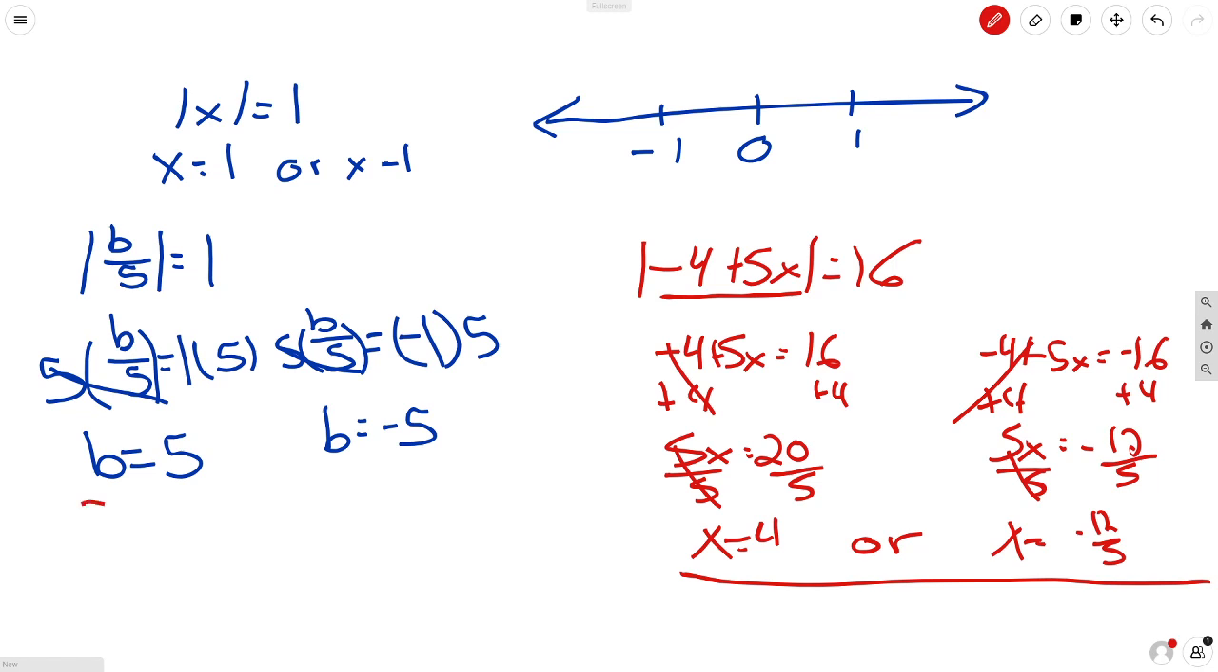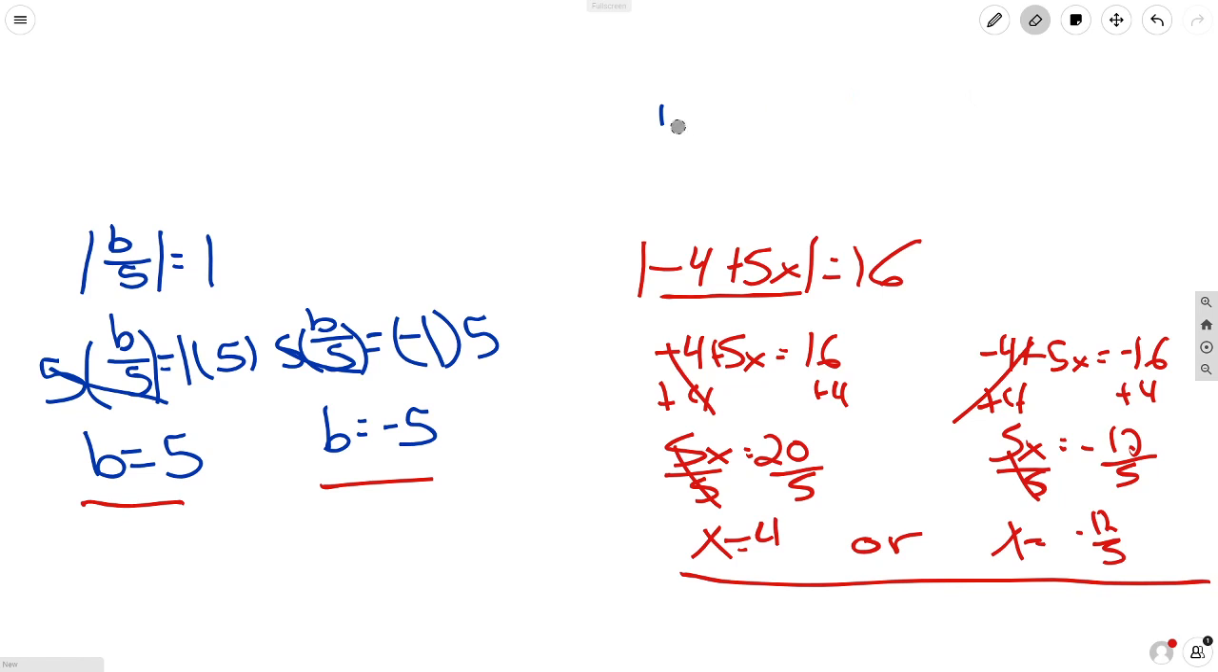So you're not always going to get the same number like here. We got positive 5 and negative 5. Over here we got 4 and negative 12 over 5. So I want you to see that you might get different numbers. They won't always be the same. Alright, let's look at another example here.